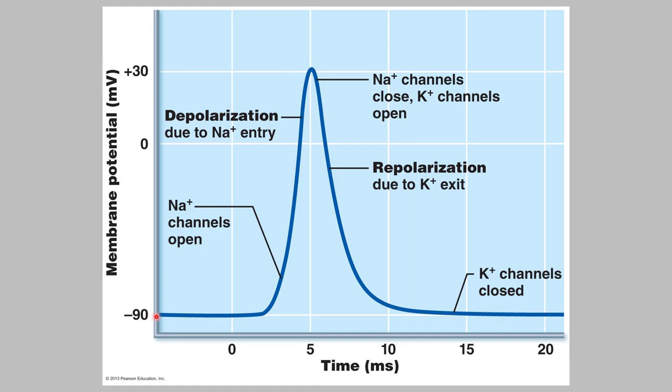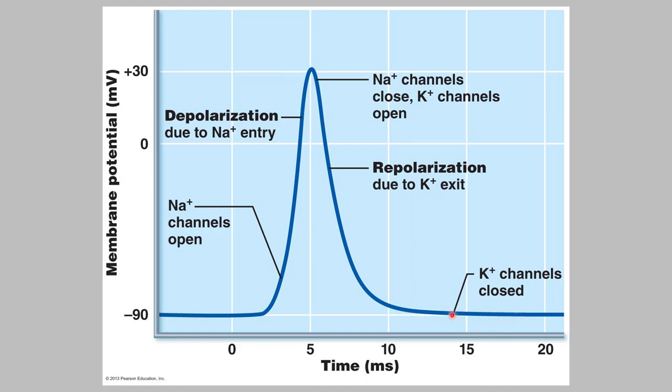In the case of a muscle cell, resting potential is negative 90. So an action potential comes, we get to threshold, voltage-gated sodium channels open, we depolarize, same exact thing, we get to positive 30, voltage-gated sodium channels inactivate, voltage-gated potassium channels open, we repolarize. But when we repolarize and the voltage-gated potassium channels close, we do not get a hyperpolarization.